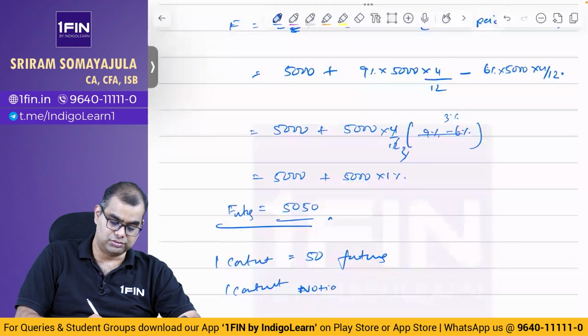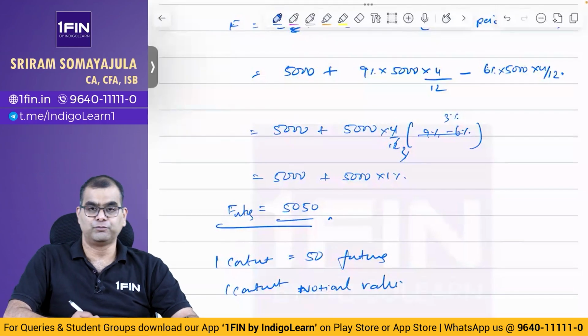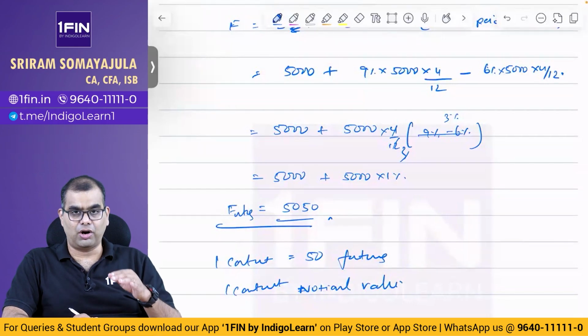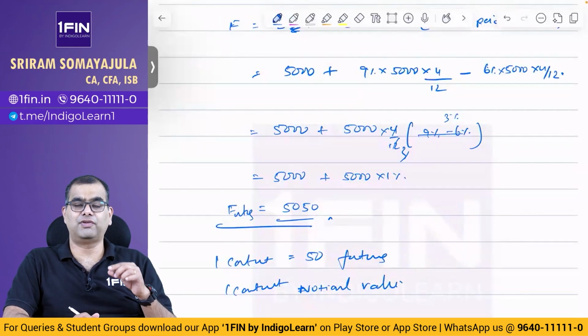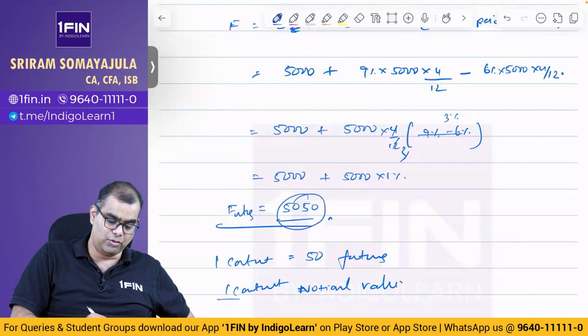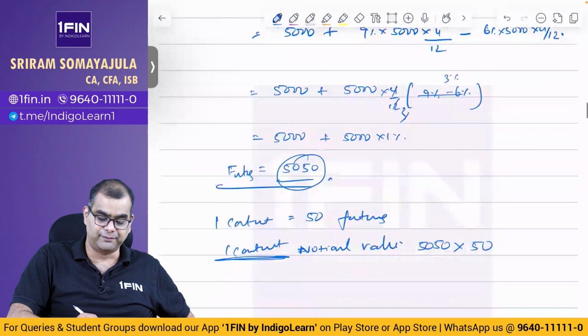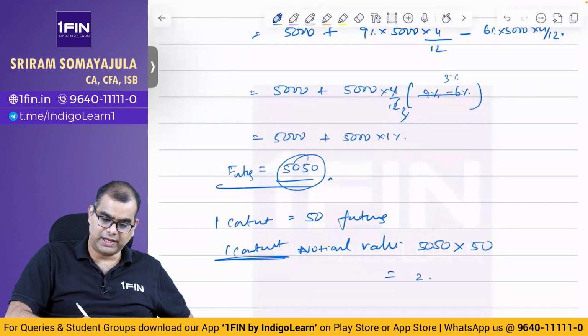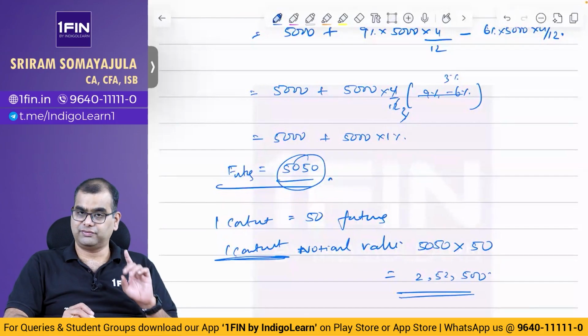Notional value. Notional value is the price of a future contract, which is what, the price of one future contract basically based on the index value. இப்போ index value என்ன? 5050. ஒரு contractல notional value என்னன்னா you multiply that 5050, price of a future, into the lot size 50. So you will get 2,52,500. Okay, first question we have given the answer.